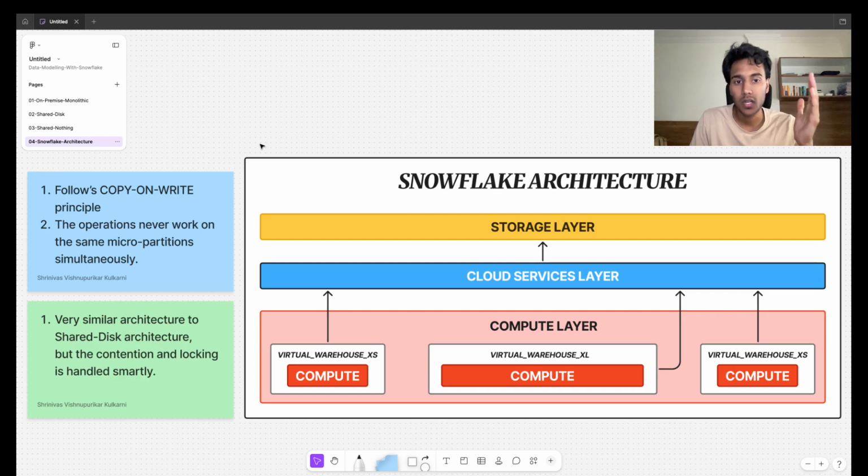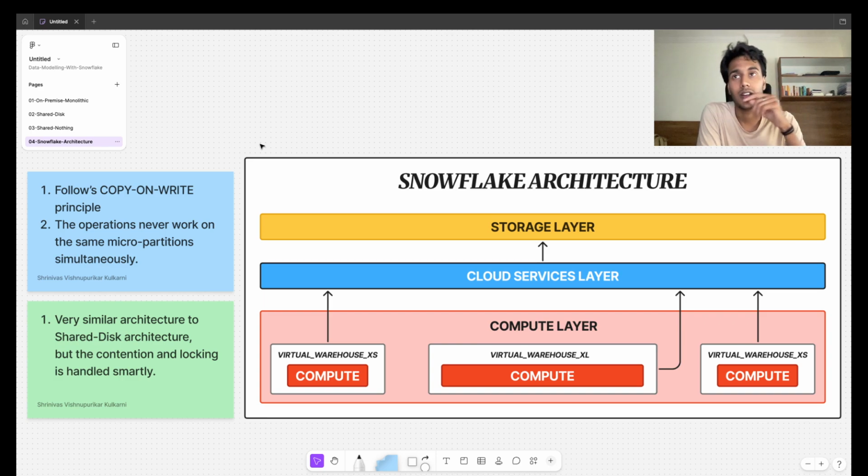In simple terms, micro partitions are simply chunks of large data sets divided into smaller chunks, which lie anywhere from 50 megabytes to 500 megabytes. This is actually stated in their official documentation as well, so you can clearly refer to that. But the copy on write principle actually eliminates the need for a locking mechanism in the first place.